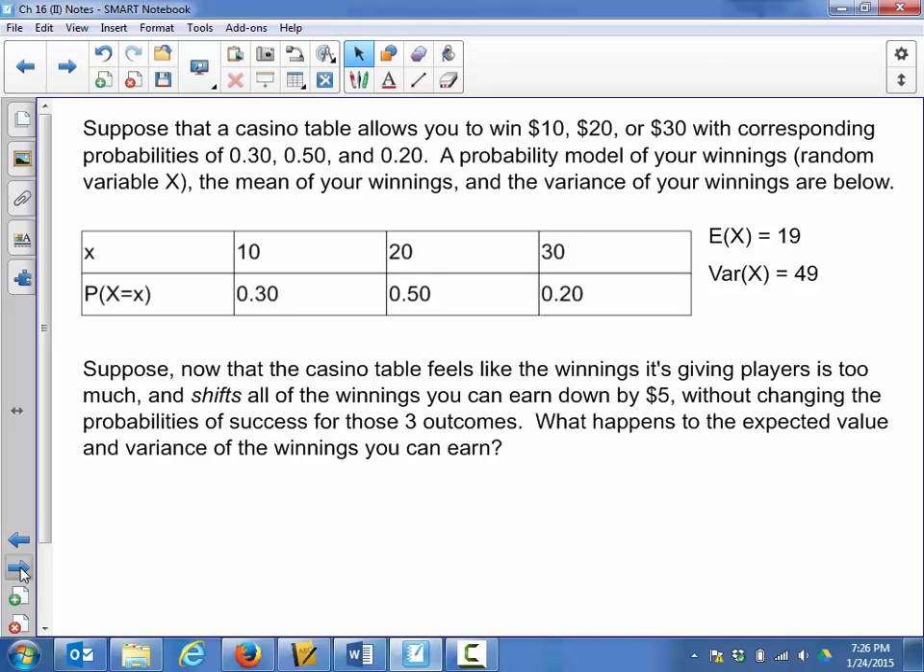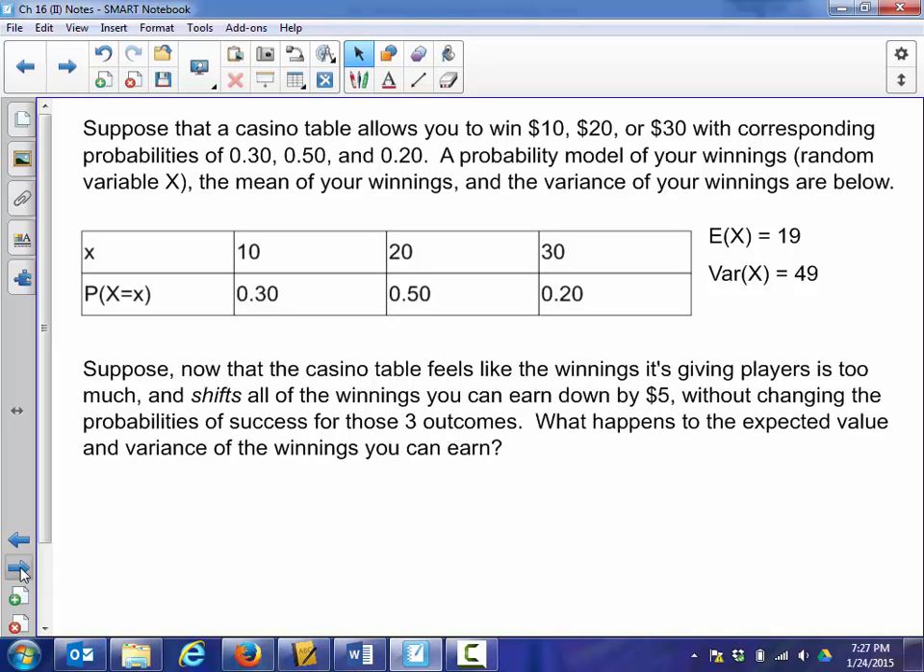Suppose that a casino table allows you to win $10, $20, or $30 with corresponding probabilities of 0.30, 0.50, or 0.20. A probability model of your winnings with random variable x, the mean of your winnings, and the variance of your winnings are below. Suppose now that the casino table feels the winnings it's giving players are too much and shifts all the winnings down by $5 without changing the probabilities of those three outcomes. What happens to the expected value, which is the mean, and the variance of the winnings you can earn?